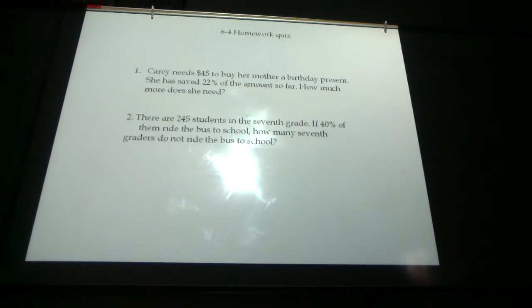It says up here, Carrie needs $45 to buy her mother a birthday present. She has saved 22% of that amount so far. How much more does she need? It's not asking what is 22%. It's saying how much more does she need after you figure out what 22% is. So it's taking a step.